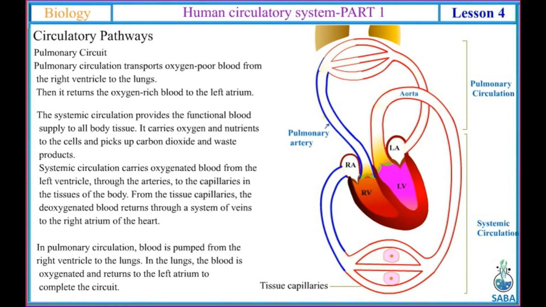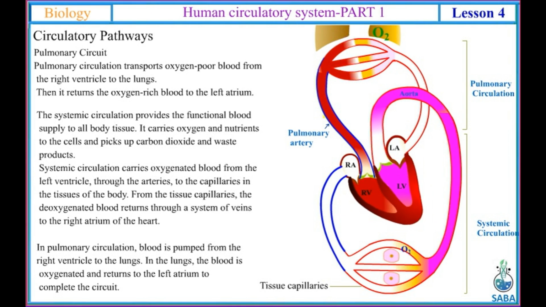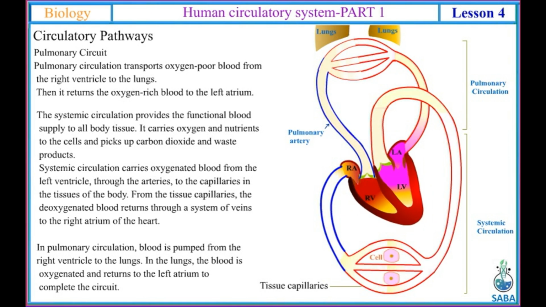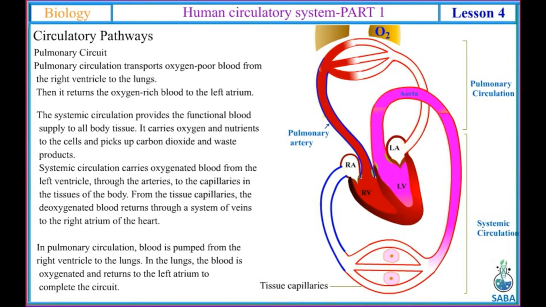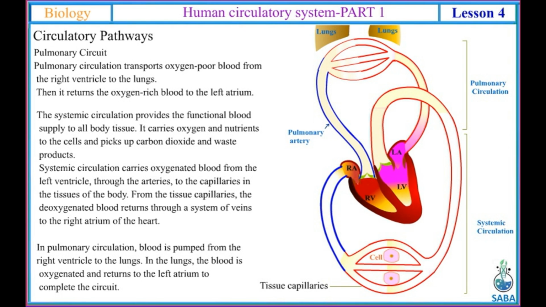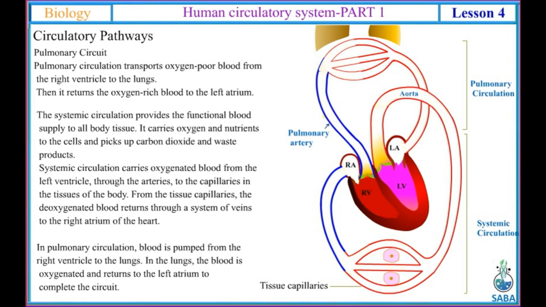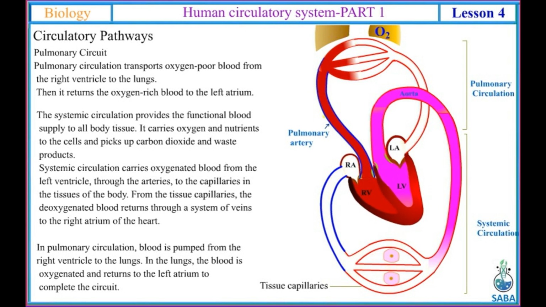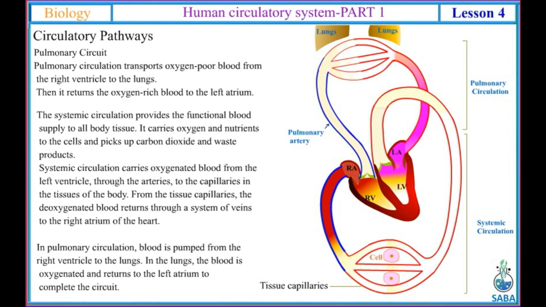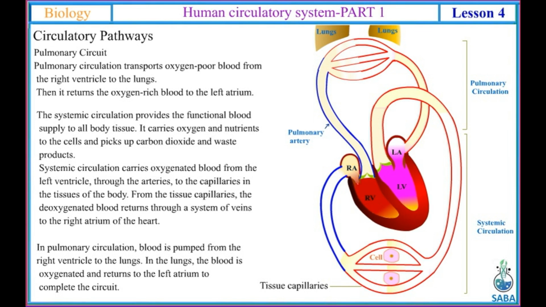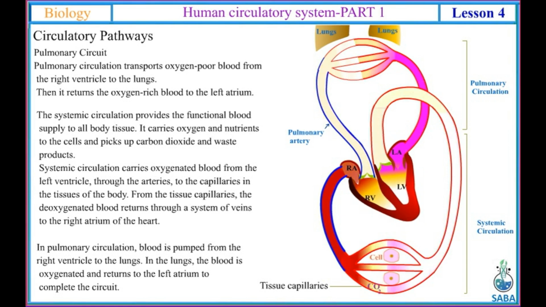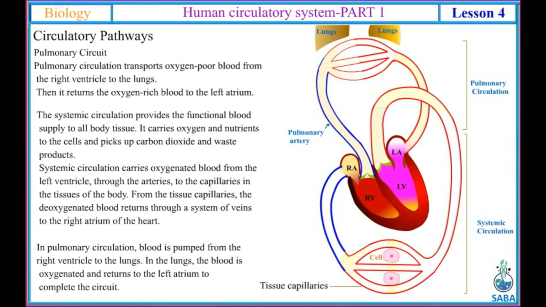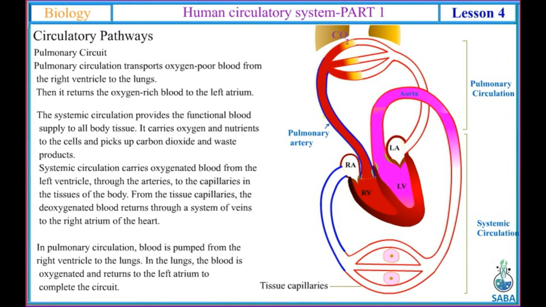Systemic circulation carries oxygenated blood from the left ventricle through the arteries to the capillaries in the tissues of the body. From the tissue capillaries, the deoxygenated blood returns through a system of veins to the right atrium of the heart. In pulmonary circulation, blood is pumped from the right ventricle to the lungs. In the lungs, the blood is oxygenated and returns to the left atrium to complete the circuit.